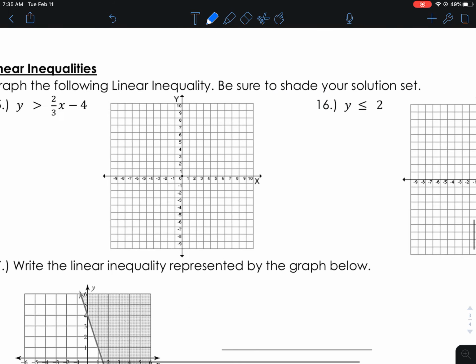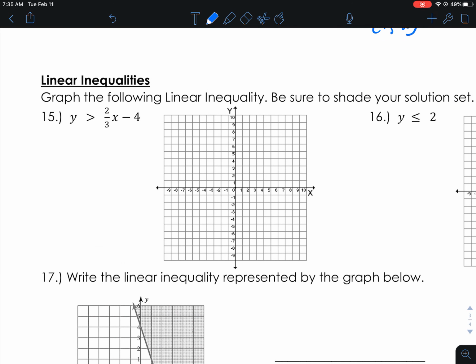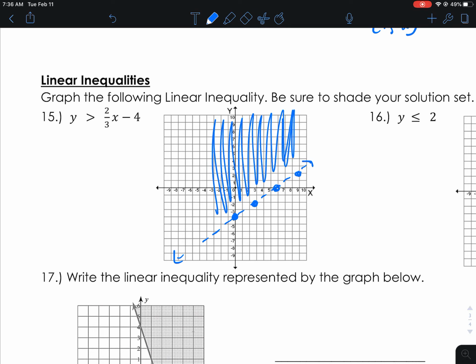All right, on to linear inequalities. So for the first one, it's already solved for y, so we can start at the y-intercept, -4. I'm going to go up 2 over 3, up 2 over 3. It's going to be a dashed line because it's not equal to. And because it's greater, I'm going to shade above the line. So any point up here would work.